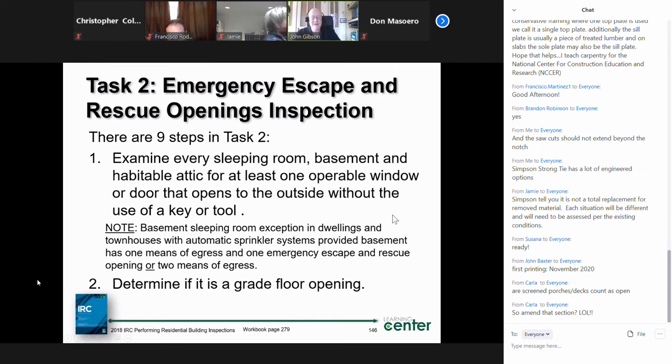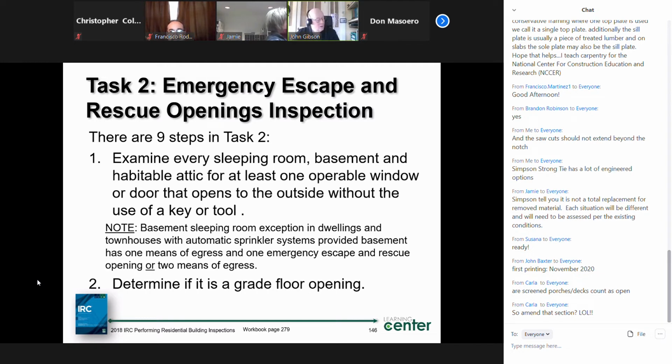And we'll be looking for those operable windows. They have to be operable without a tool, special knowledge, or a key, that kind of stuff, which does get us into some different conditions. There is an exception for dwelling units and townhouses where I have automatic sprinklers being provided. Then the basement has one means of egress and one emergency escape or rescue opening, or it has two means of egress from the basement. Then it doesn't need to have the sleeping rooms with their own individual emergency escape and rescue openings. But the house must have the automatic sprinkler system per, again, P2904 or equivalent. It's a very unique exception there. If you don't meet that condition, then you can't use it.